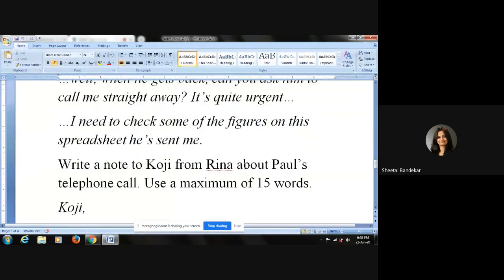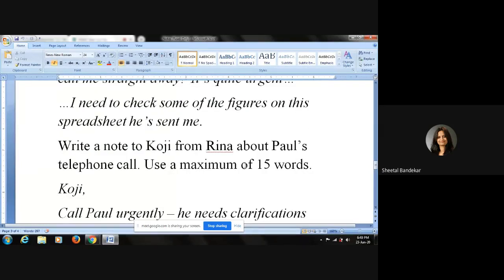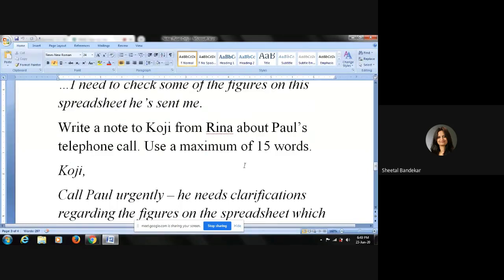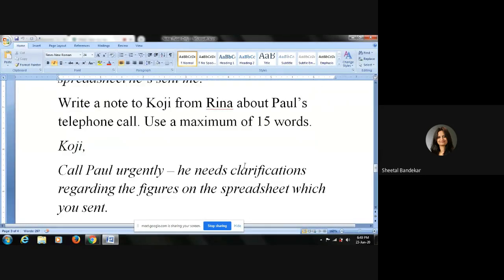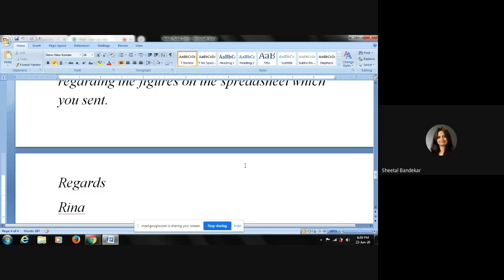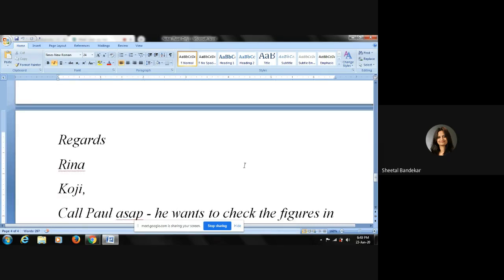So here's a sample answer. Koji. The message is to Koji. Write Koji. There's no need to write dear and all those things. Put a comma. Call Paul urgently. What is it that you need to tell? Call Paul urgently, hyphen, he needs clarifications regarding the figures on the spreadsheet which you sent. Very simple. Why does he want you to call urgently? Because he needs some clarifications regarding the figures on the spreadsheet which you sent. Regards, Reena. If you want, you can say regards or thanks or cheers. It's left to you.